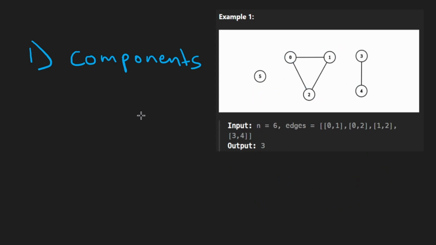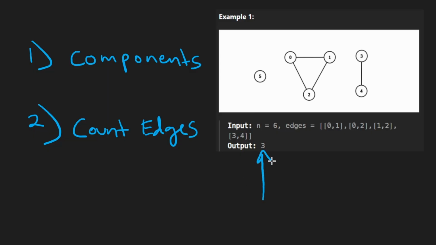The next part is, in my opinion, pretty easy. Once you have all the nodes for a given component, the next thing I would do is just count the edges and then determine if that component is valid or not. If it is, you increment the count. If it's not, you don't. There's multiple ways to count the edges as well.